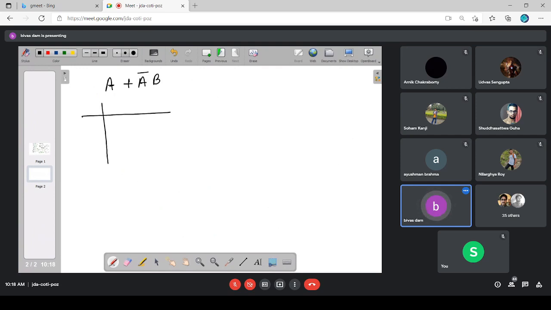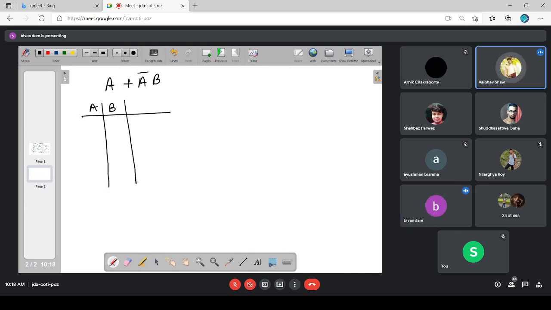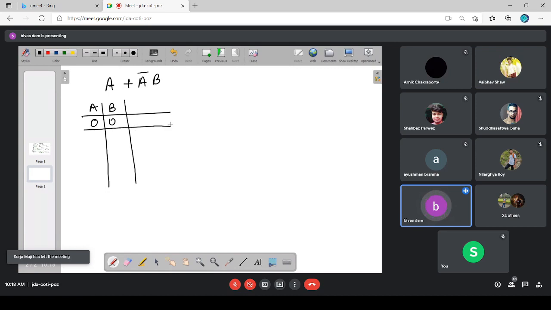How many inputs are there in this expression? Two, sir. A and B. How many possible values of A and B are there? Four in total, sir. 0, 0. So that means basically I am going for the truth table. Yes, sir.